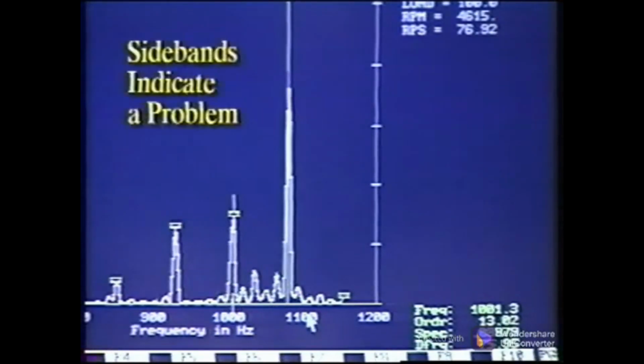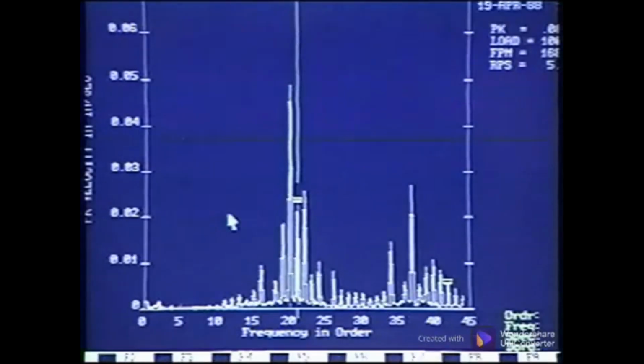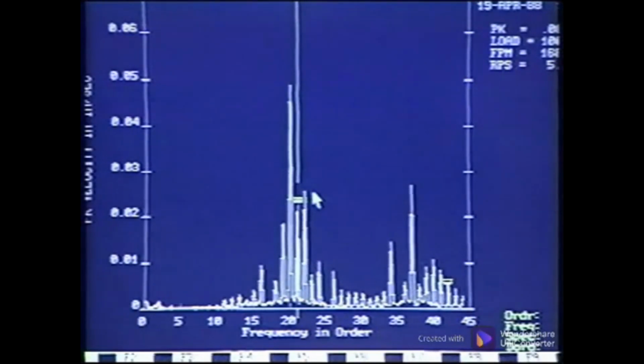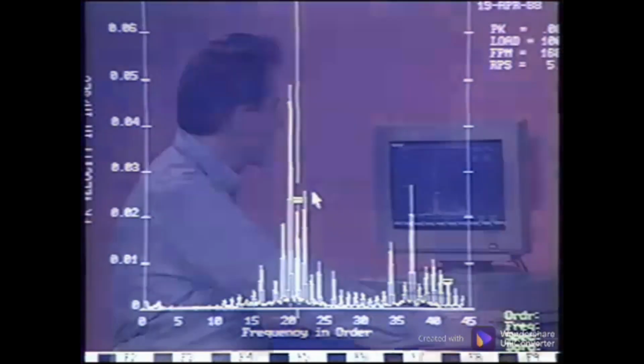The presence of the sidebands points out that there is a problem, but how severe is it? A good indicator is the number and amplitude of the sidebands. In this spectrum from a pinion stand in a roll process, the gear mesh frequency is at 21 times turning speed. Notice the sidebands spaced around it. They are higher in amplitude than the gear mesh frequency itself. This indicates a more severe problem.